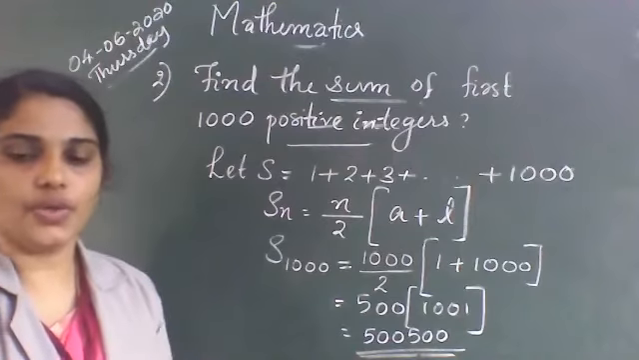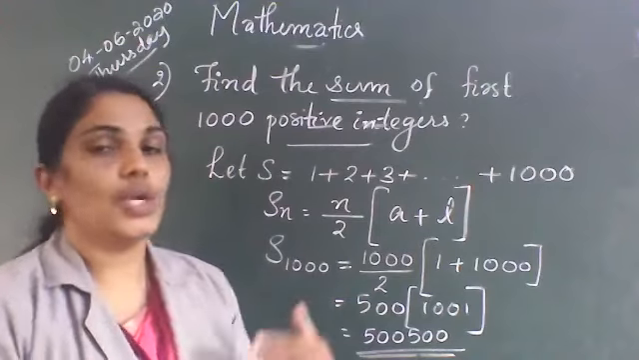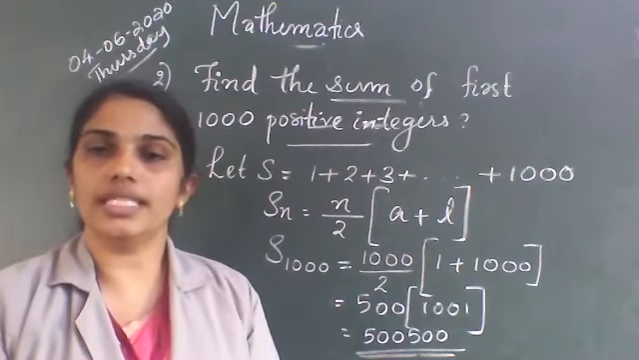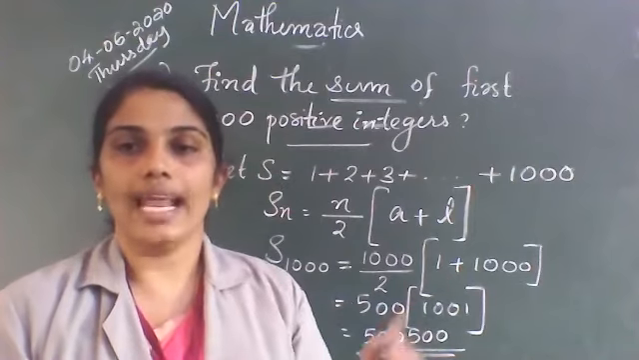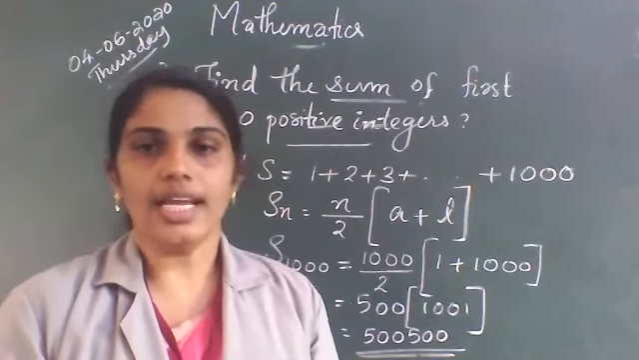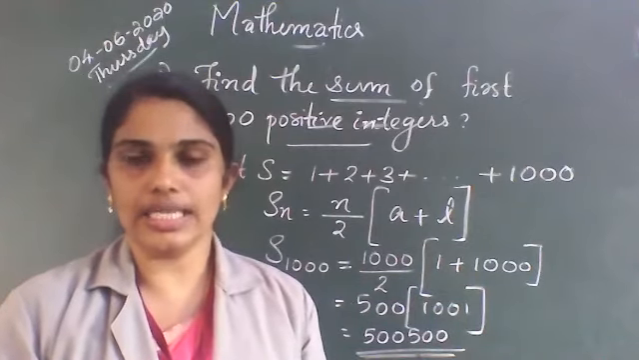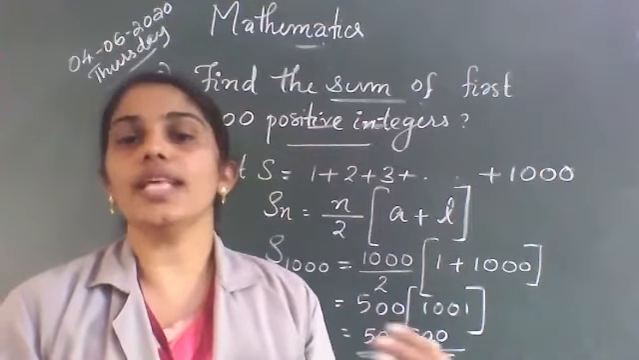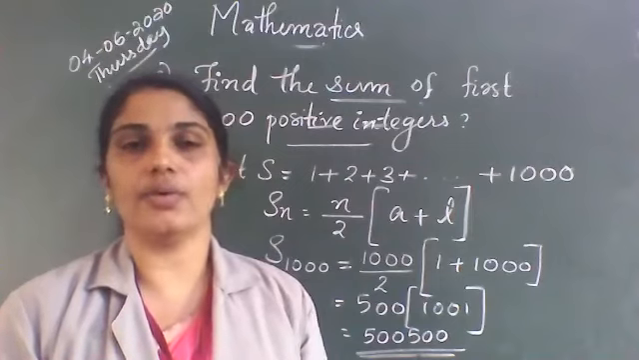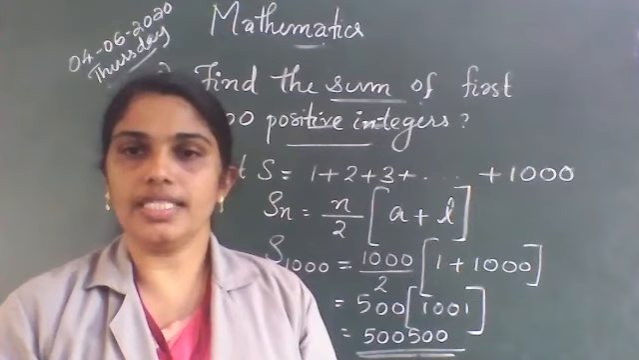Is it clear? So today in this section we discussed the equation for finding the sum of the first n terms of an AP. The equation is Sn is equal to n by 2 into 2a plus n minus 1 into d. Here n is the number of terms, a is the first term and d is the common difference. When the first term and the last term are given, we use another equation, that is Sn is equal to n by 2 into a plus l. Here a is the first term and l is the last term.